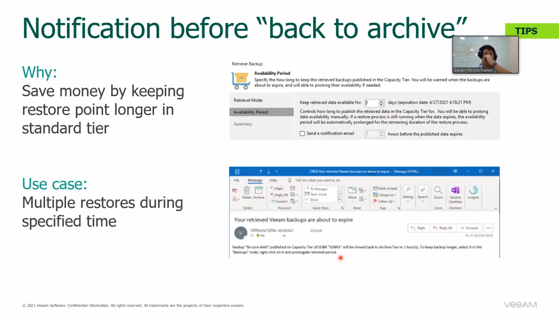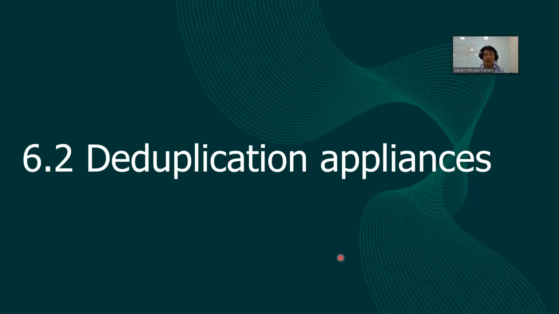So this is using archive tier, new to V11, and remember archive tier is a supported tier to your capacity tier. Meaning to say, if I'm using archive tier, it is only for archive purposes. It cannot be used to fulfill your 3-2-1 rule requirement. Okay, so those are for archive here. Any questions so far that you want to ask before I move on further?